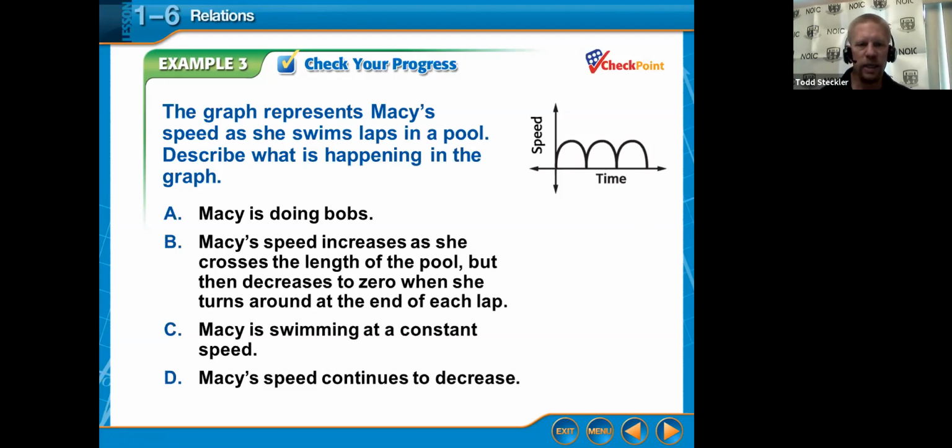As we take a look at it, which of these little scenarios or stories makes the most sense? And it looks like it's letter B. Macy's speed increases as she crosses the length of the pool, but then decreases to 0 when she turns around at the end of each lap.